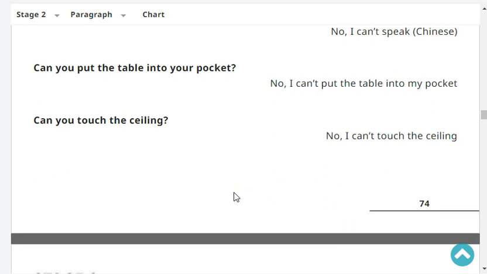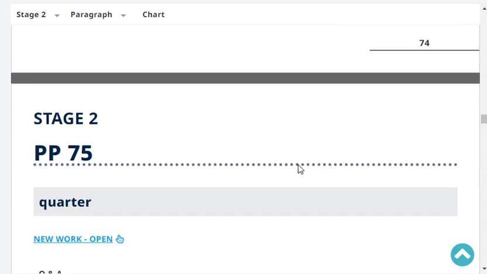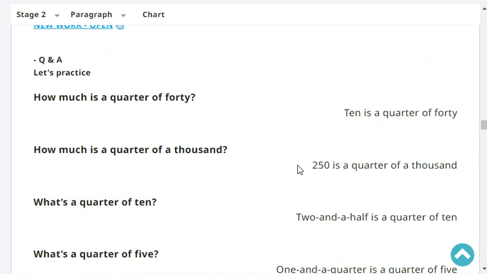Very good. Can you put the table into your pocket? No, I can't put the table into my pocket. Very good. Can you touch the ceiling? No, I can't touch the ceiling. Very good.